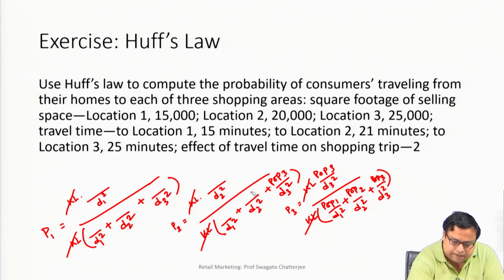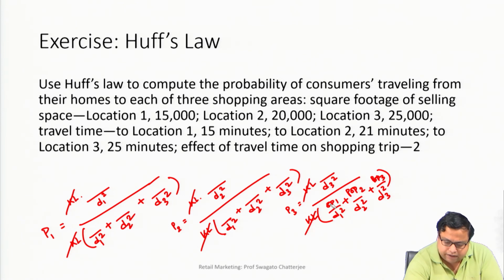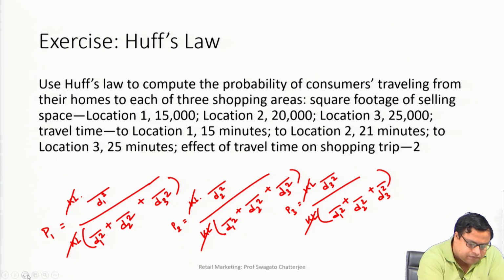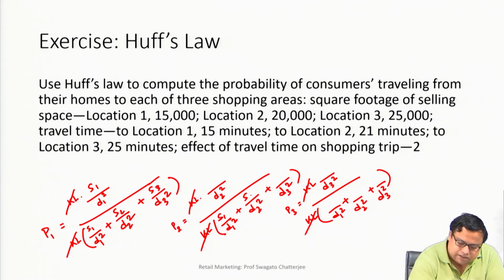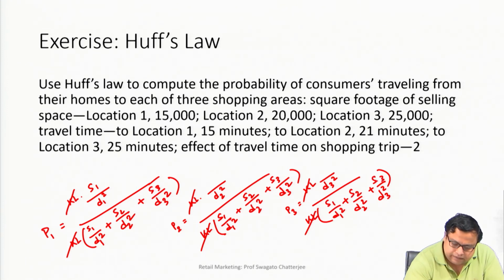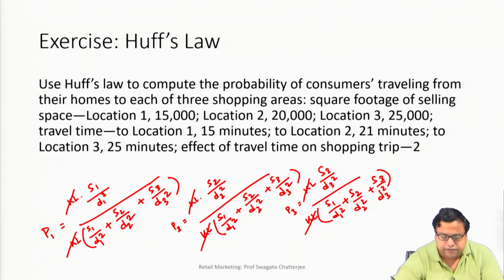It is saying that the bigger the store, the bigger the size, the more will be the attraction. Makes sense as well, because the bigger the store, the better the assortment, and the more the attraction. So, this is S1, S2, S3, which is the shopping space, and here S1, S2, S3, and this is S2 and S3. Fair enough.